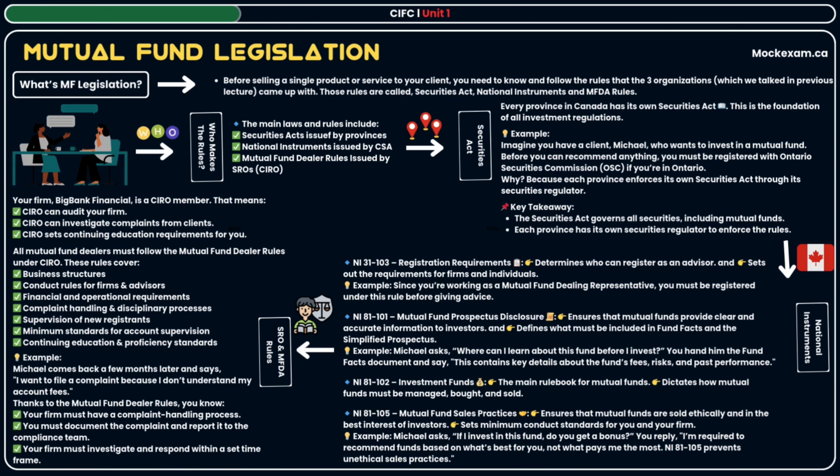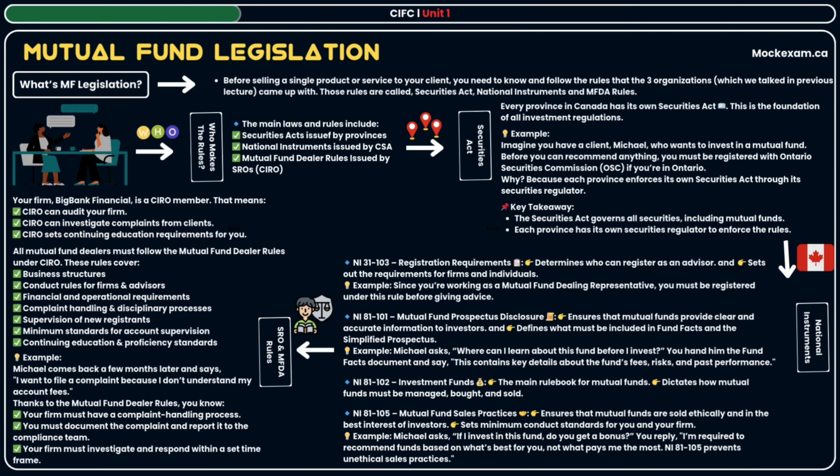Let's say Michael, still your client, comes back a few months later and says, I want to file a complaint because I don't understand my account fees. Okay, Michael is always complaining. Stop, Michael. Thanks to the mutual fund dealer rules, you know that your firm must have a complaint handling process. Okay. You must document the complaint and report it to the compliance team. And your firm must investigate and respond within a set time frame. These are all included in the MFDA rules.